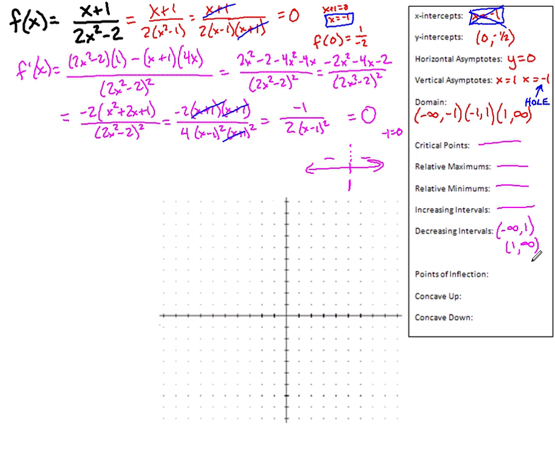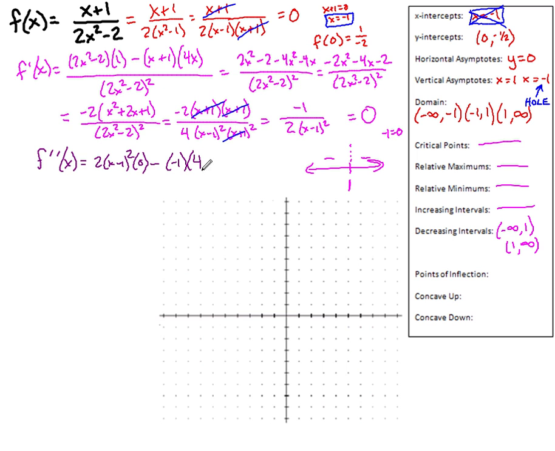Points of inflection now deals with the second derivative. And because we did all this simplifying earlier, it makes my second derivative a lot easier to compute. I'm still going to do a quotient rule. So first I'm going to do low d high. So here's the low times d high. Well, the derivative of a number is just 0, so that whole thing's going to go away. Minus high d low. Derivative of the bottom.